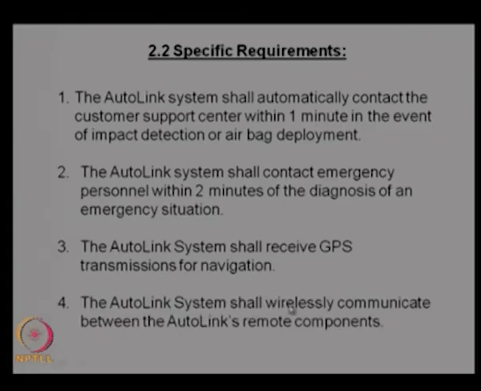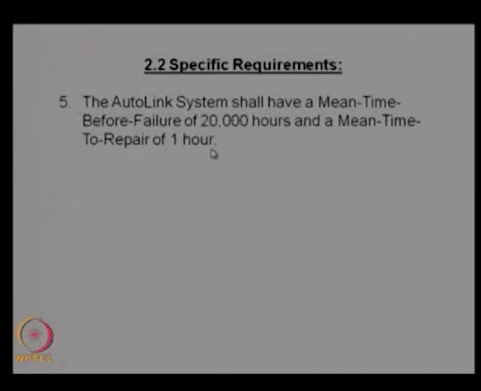The Autolink system shall wirelessly communicate between the Autolink's remote components. So, this is another requirement: there should be a wireless communication between the remote components, basically the vehicle component as well as the customer support component. So, these are the specific requirements you can identify. Similarly, you can go for many requirements like this.